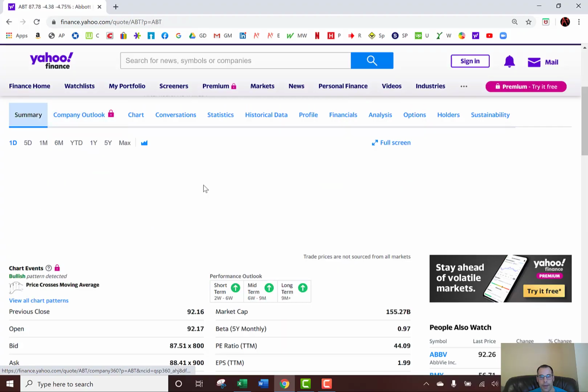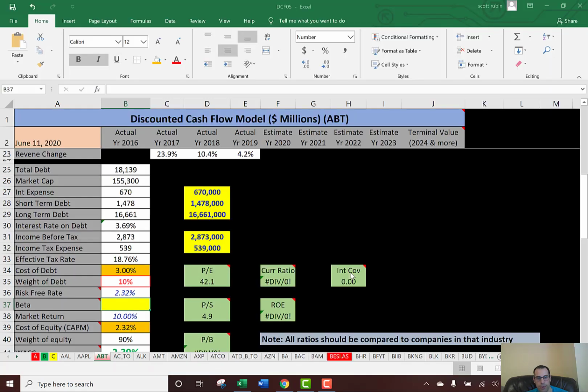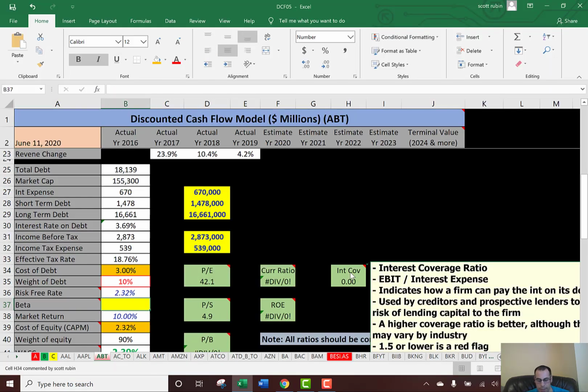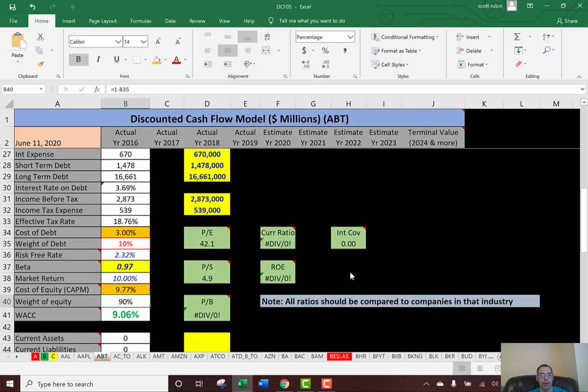So let's get the beta. That's the volatility of the stock. And it's a pretty good beta, 0.97. That means the stock moves with the market. And then to calculate the weighted average cost of capital, it's a blend of the cost of equity and cost of debt. And that's 9%. And that's what we're going to use to discount the future cash flows.